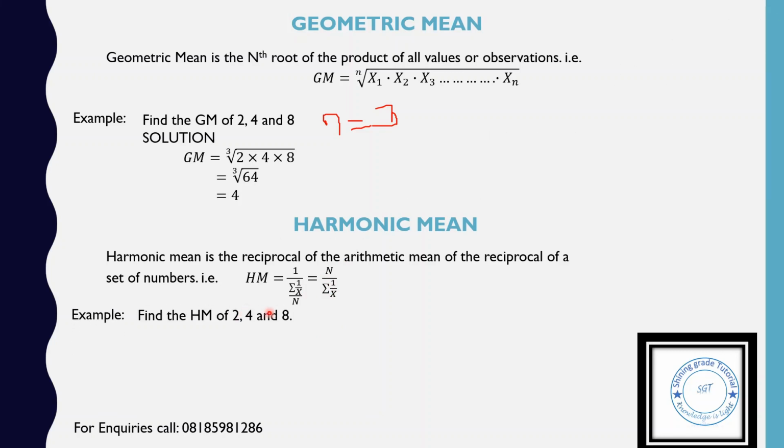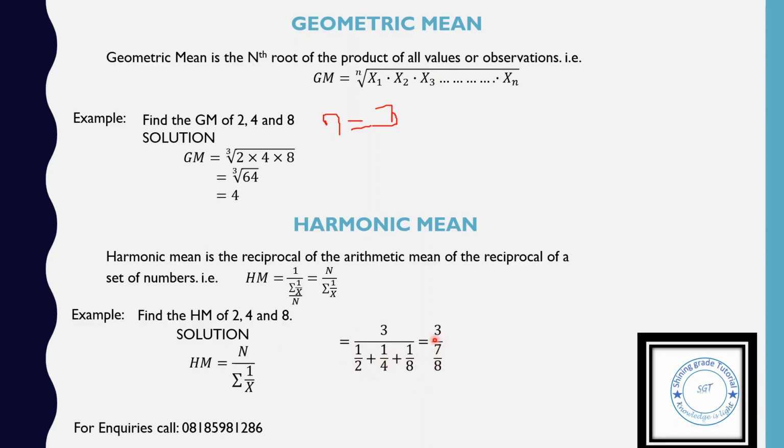We find the harmonic mean of 2, 4, 8. To get the harmonic mean, we apply the formula n over summation of 1 over x. In applying that, we have 3 divided by the sum of the reciprocal of each, so 1 over 2 plus 1 over 4 plus 1 over 8.